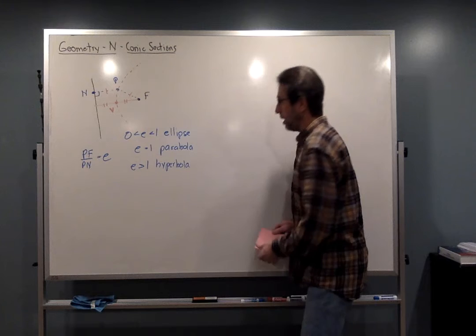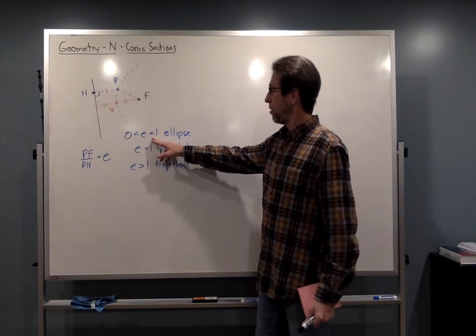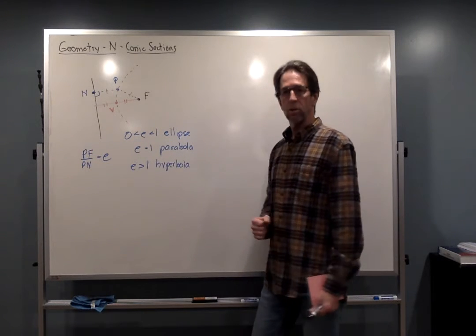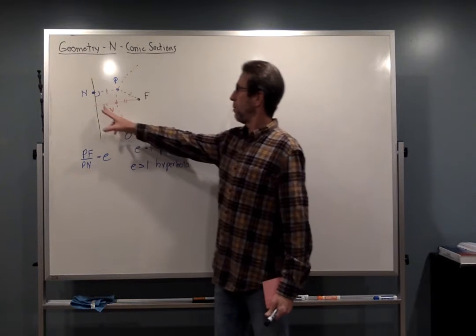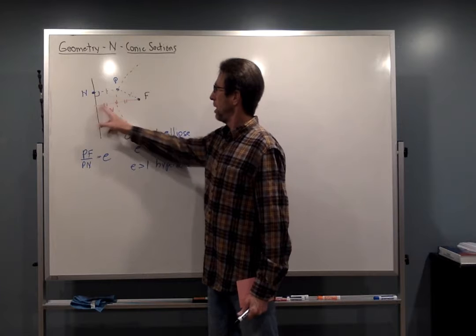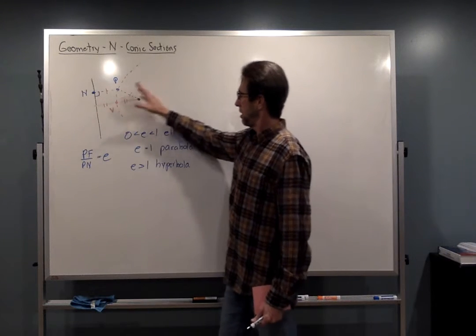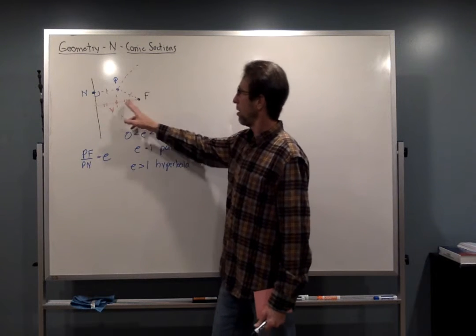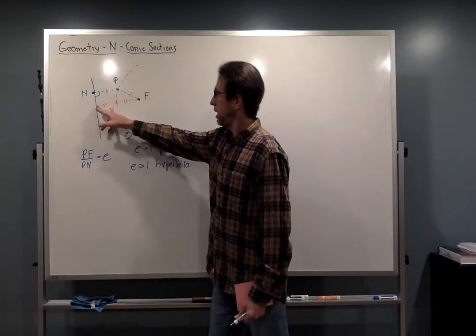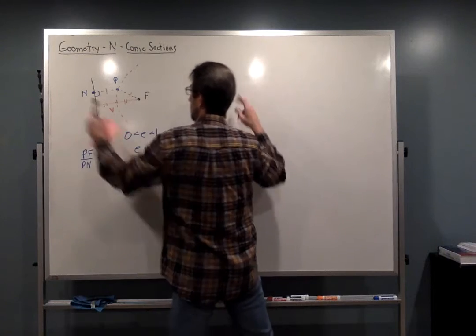Now, if we happen to have e that is less than 1, for example maybe 1/2, what we would end up with, of course, is an ellipse. Because from N, let's say the P is right here, from N to the P and N to the F would be twice as far. And then the other way around, from P to the F, and then P to the N would have to be twice as far, so it would have to be either way over here or way over here.